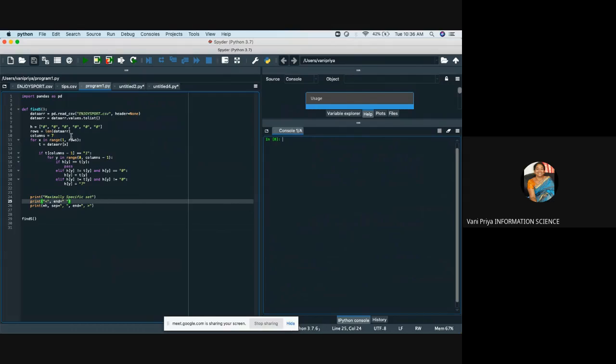command. Okay, so now in this program, we are implementing that particular Find-S algorithm. For that purpose, we are first what?